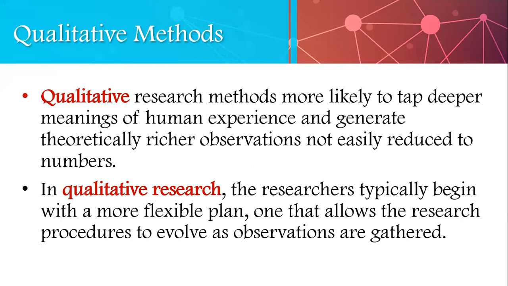In qualitative research, the researchers typically begin with a more flexible plan, one that allows the research procedures to evolve as observations are gathered. And so it's not uncommon within qualitative research for the procedures to evolve and change throughout the process. The research process within qualitative endeavors is much more flexible and is much more likely to change as the process unfolds.